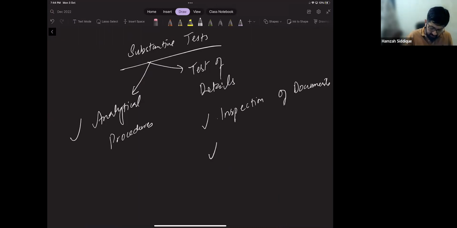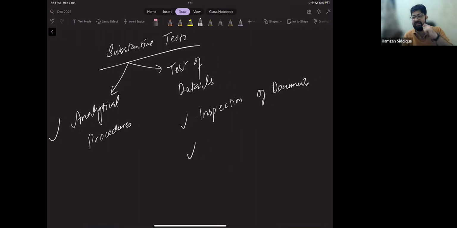Then inspection of documents, and then recalculations. Recalculation of cost, amortization: the auditor recalculates depreciation, NRV, fair value, impairment, and so on. Recalculations are done by auditors.